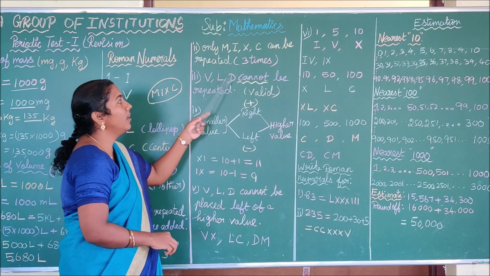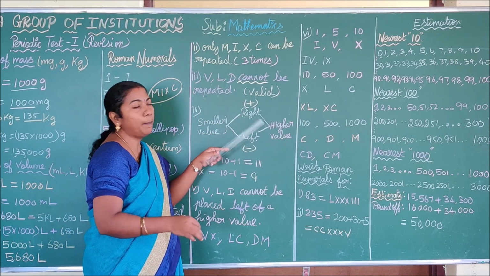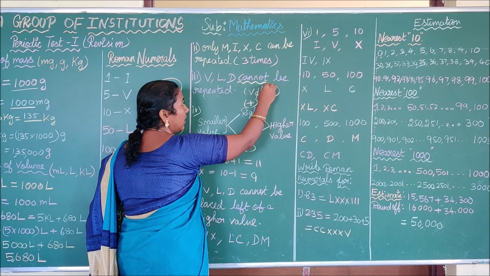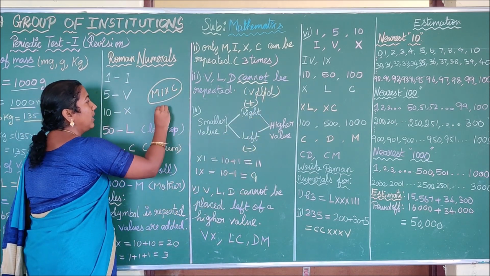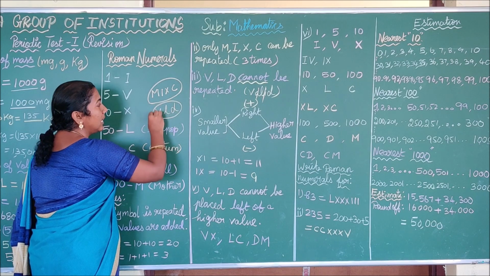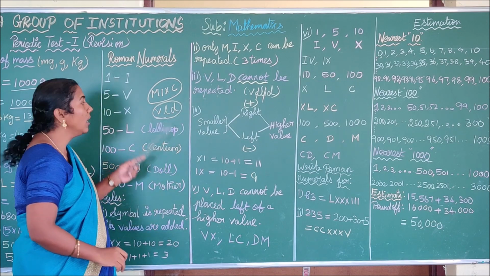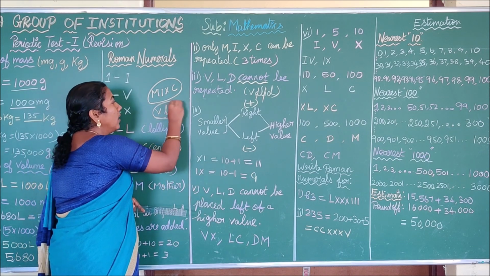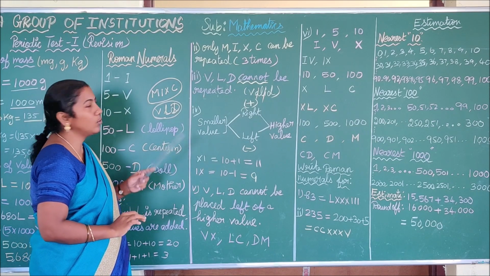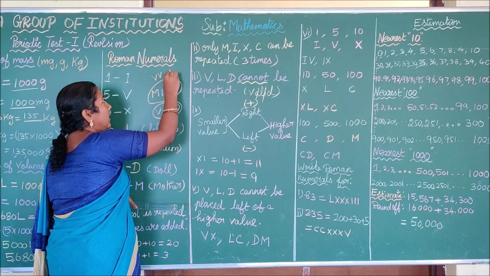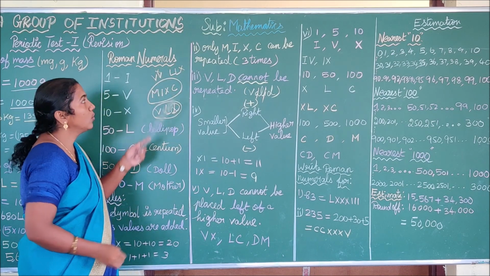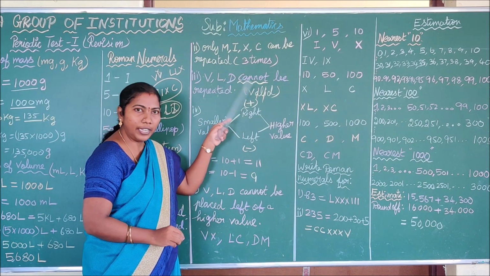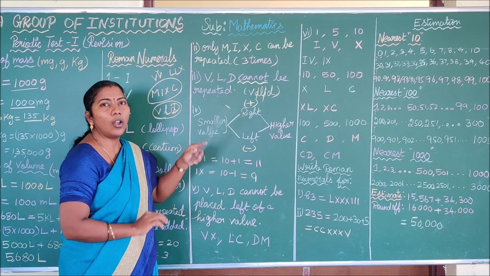And see here, V, L, D cannot be repeated. I also give you a clue word for this. That is valid. In the word valid, you have to strike out the V and the I. So what are the remaining letters? V, L, D. So these letters should not be repeated. You can't write V, V, L, L, D, D. Here you have to write capital letters. You can't write like this. So in the question paper, if you have a question like V, V, L, L, it is an invalid case. So the letters M, I, X, C can be repeated only up to 3 times, and V, L, D cannot be repeated.